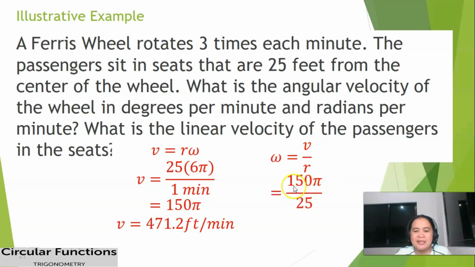So to find the angular velocity here, basically it's 150 pi over 25, or that would be 6 pi per minute, or 6 pi in degrees is 1080 degrees per minute.